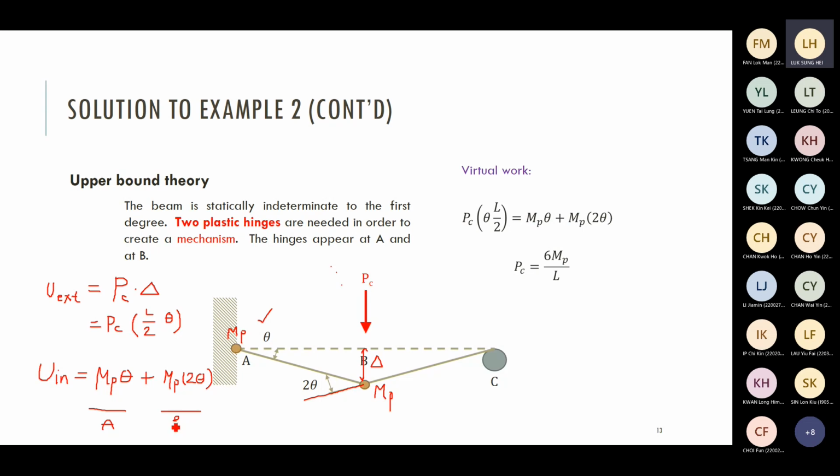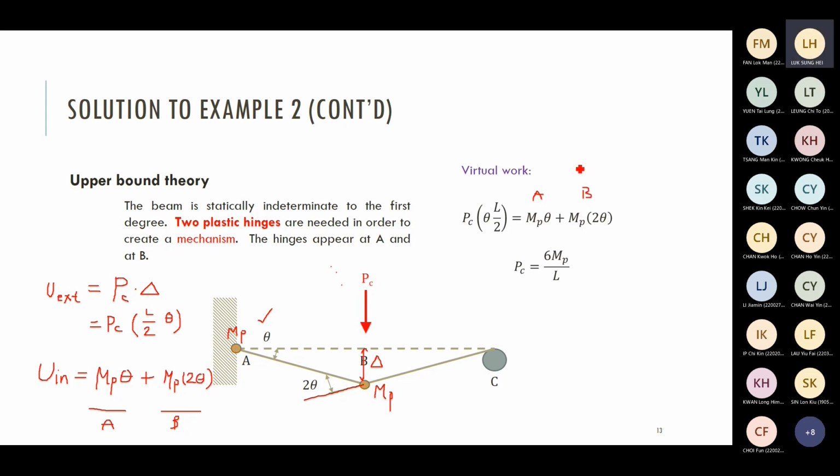What about point C? Point C is not a plastic hinge. Point C is a real hinge, a roller support. There's no moment at point C. It is a real roller support, a real hinge, so there's no plastic work at point C. Don't need to consider point C. So when you read the solution, there are only 2 terms: one at point A, the other at point B, no point C.